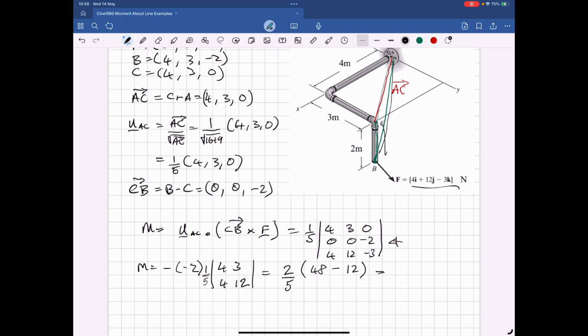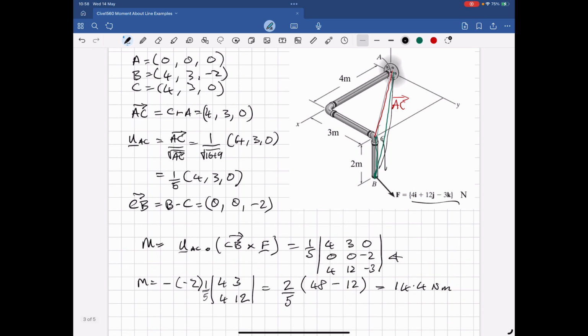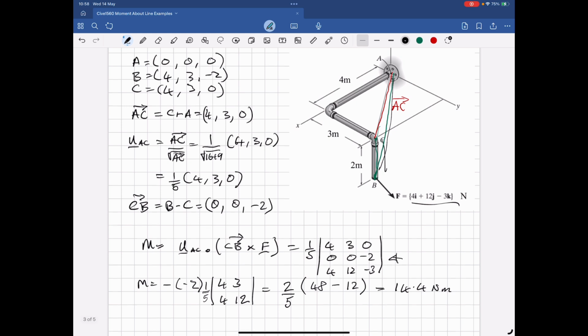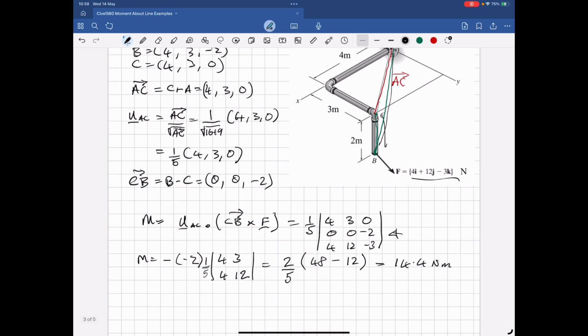I'll get my calculator to do that calculation. 36 times 2 divided by 5, 14.4 Newton meters. Okay. So we could have done that same calculation using CB. So in fact we did that with CB.